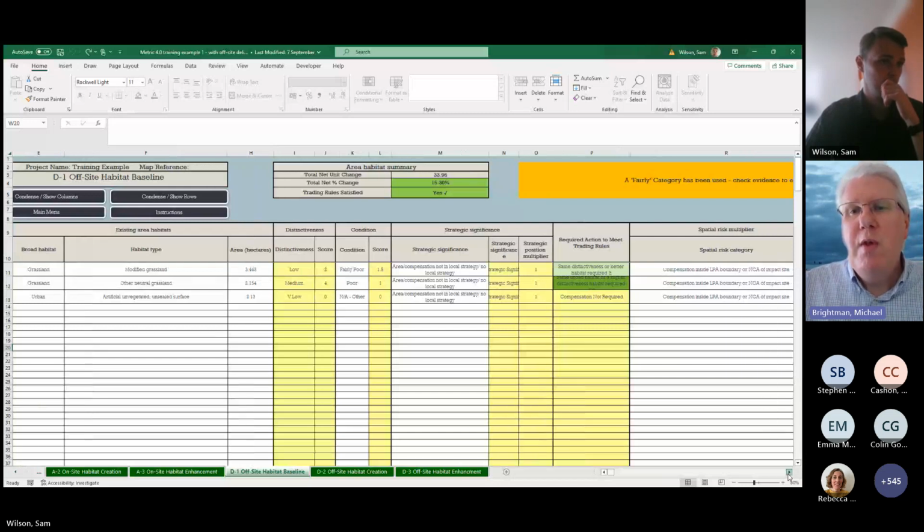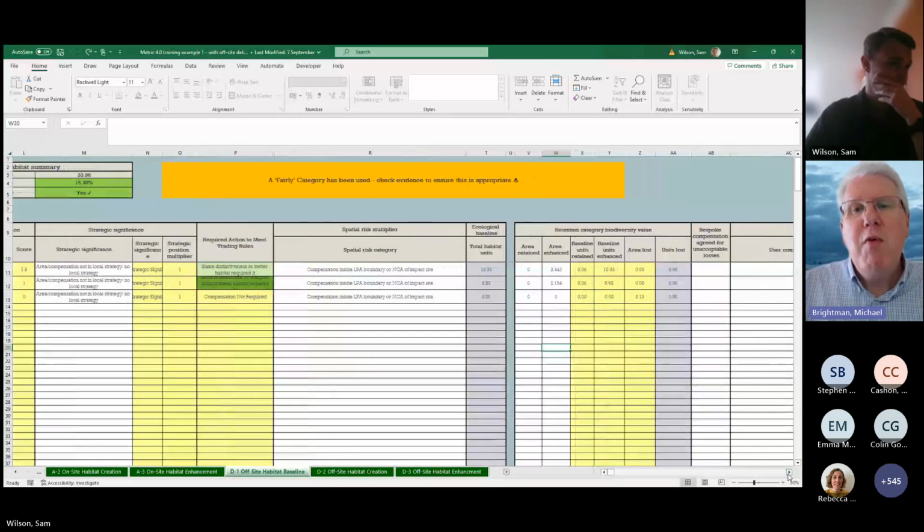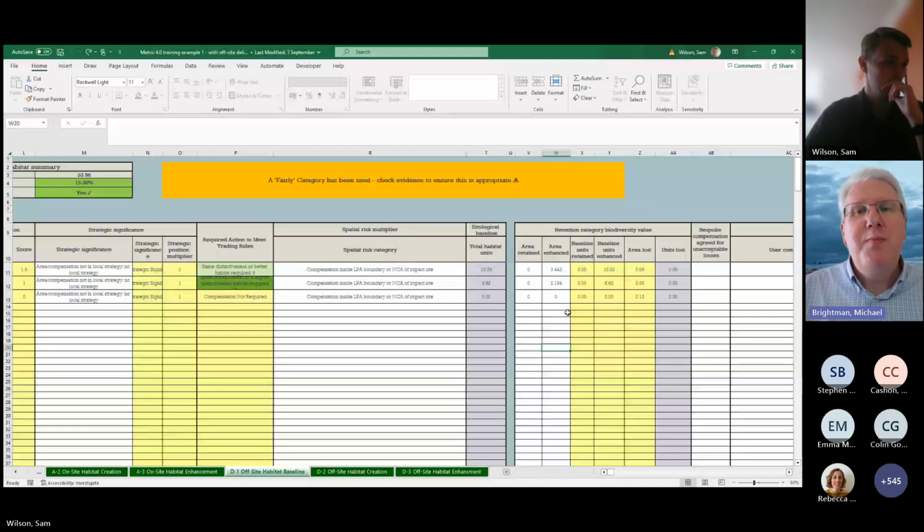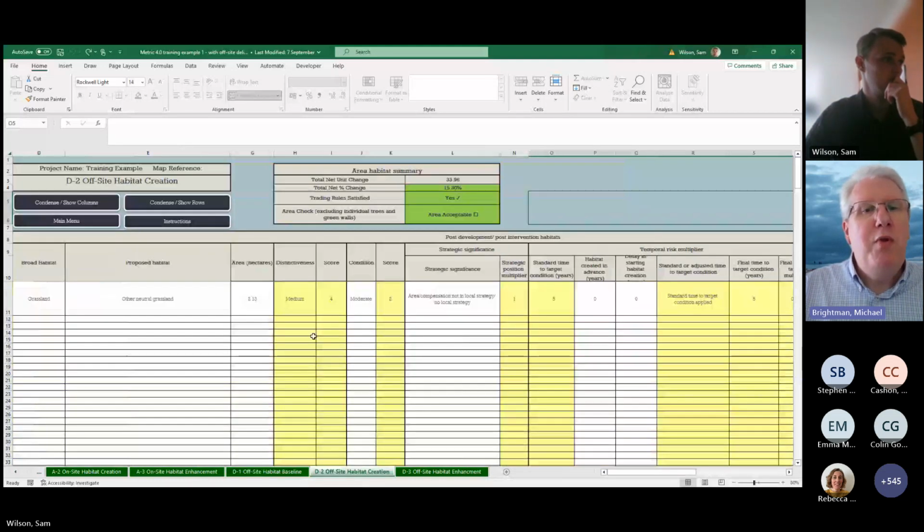And if we scroll across, you'll see that there's zeros in the area retained and area enhanced. That's because we're going to lose that habitat. So that artificial unvegetated unsealed surface, we need to do something with that. When we click on offsite habitat creation, that habitat parcel size would have been pulled through to this part of the metric, and then the assessor enters what's going to happen to this habitat that's been lost. So in the previous example, we showed it as sealed surface. In this example, it's where we've got 0 units to start, and we're now going to create something.